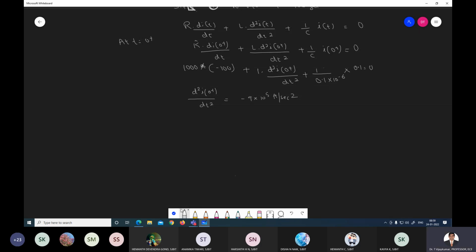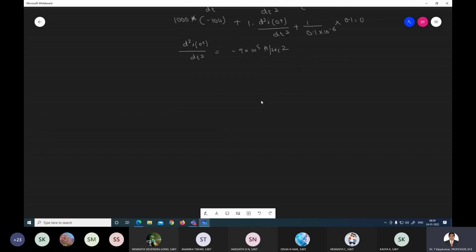Go to the next problem. In the circuit of figure shown, switch K is closed at t is equal to 0.